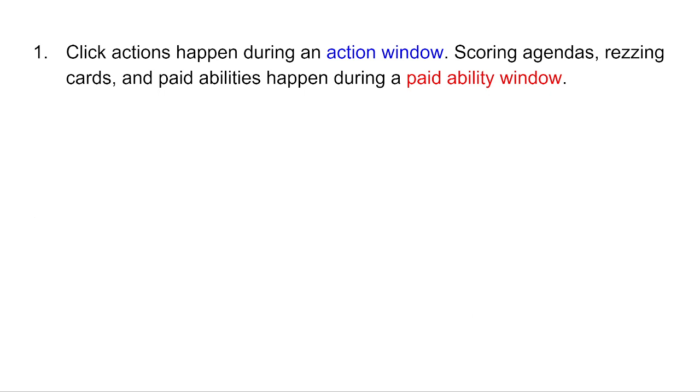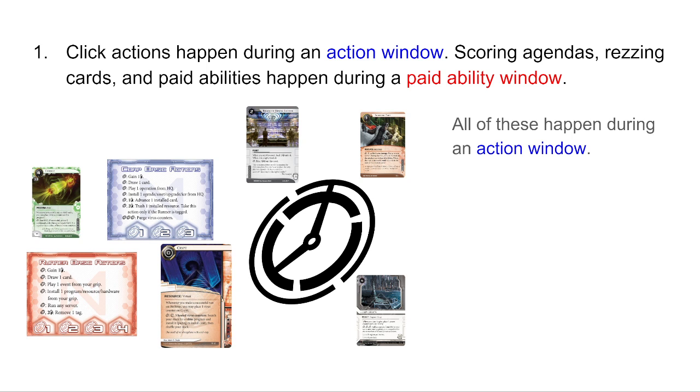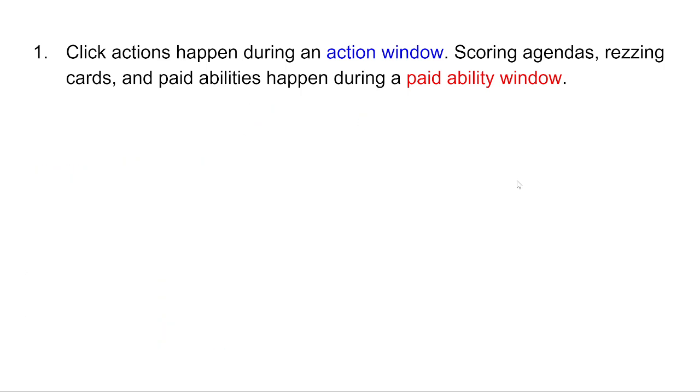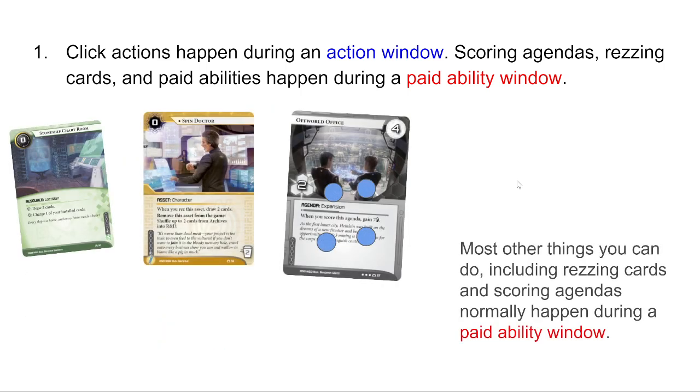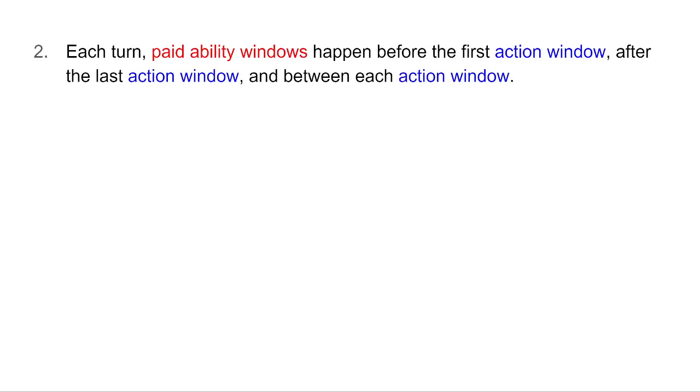So let's talk about those individually. Firstly, click actions happen during an action window. Everything else, more or less, happens during a paid ability window. So these are all click actions using any of these cards. By contrast, these, either using a Stone Ship Chart Room or using a Spin Doctor or scoring an Off-World Office or rezzing a Spin Doctor, those would all happen during a paid ability window.